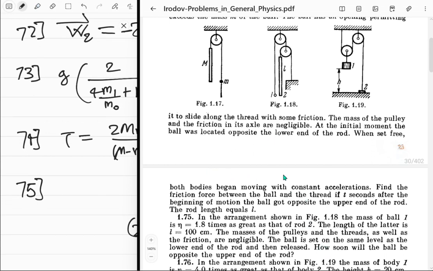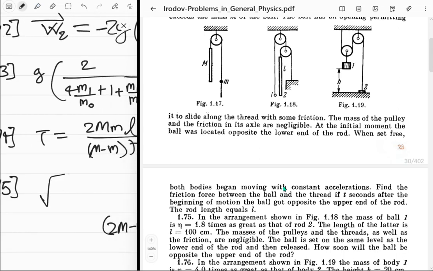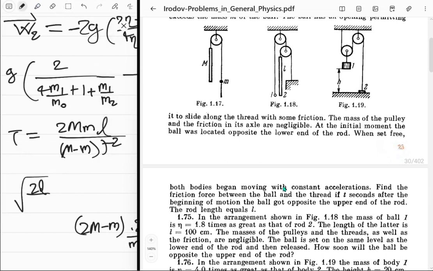Yeah, how soon? So this length is L. So you just have square root of 2L upon the time. Wait, no, what am I doing? Sorry, it's not supposed to be like that. It's supposed to be 2L upon T squared. Wait, what? No, what I was doing was correct. Sorry. We have to find T. So 2L upon acceleration, which will be this thing.